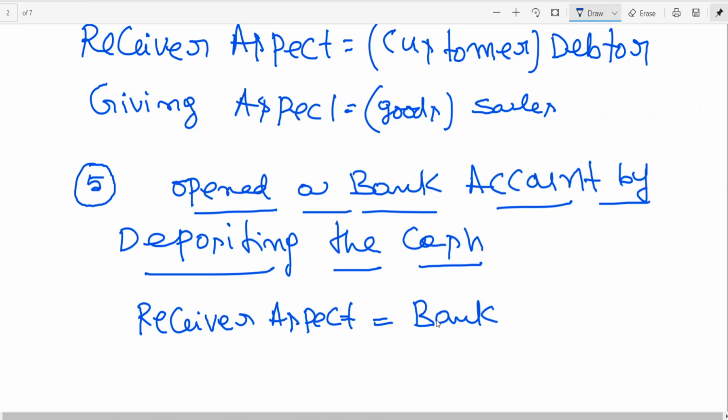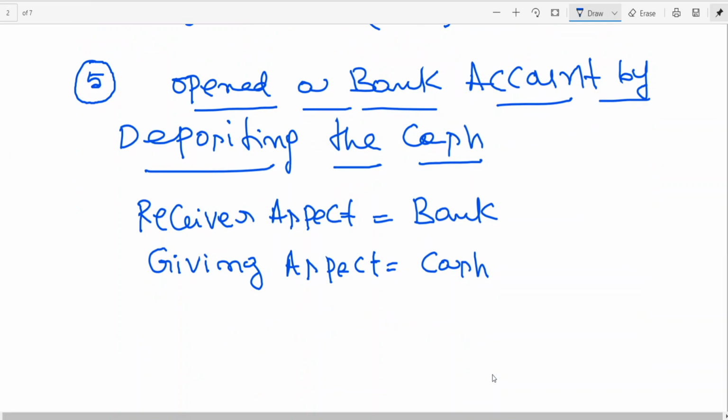If you have only one bank account, we can easily identify it whenever I talk about the bank. If I have an account in the name of the business with State Bank of India, it implies that the bank is nothing but State Bank of India. So receiver aspect is bank. Then giving aspect, what are we giving to the business? Cash. Opened a bank account by depositing cash. Receiver aspect is bank. Giving aspect is cash. Then the sixth point.